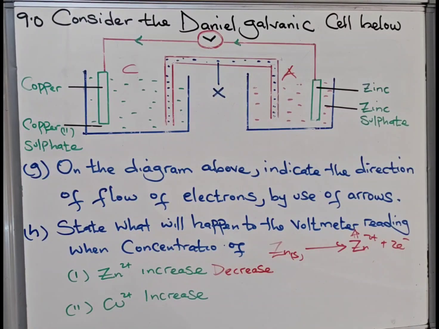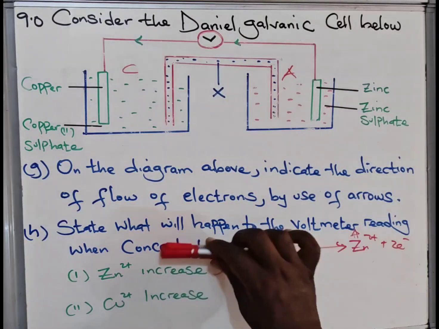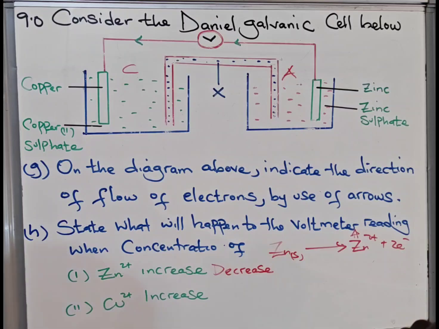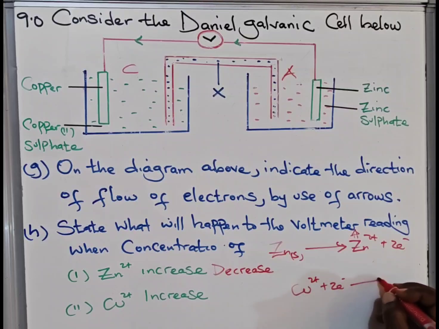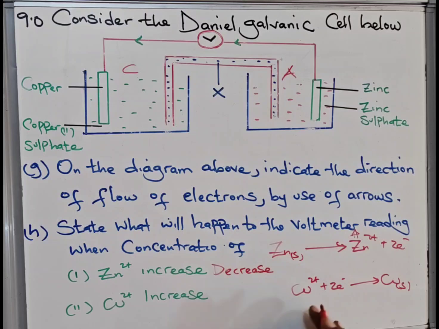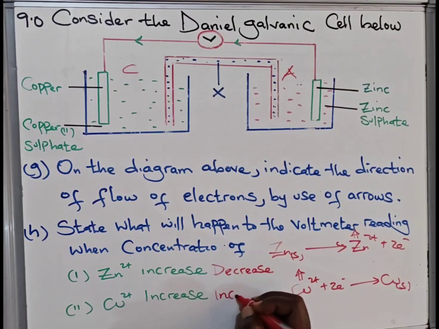Okay, let us look at copper. So when you increase copper ions, what will happen? Like for zinc, we need to look at the half reaction. This was reduction, so it's going to be copper 2 ions taking up 2 electrons to become copper solid. So, in other words, we are increasing the concentration of copper ions. What direction is favored? Remember, these are reactants. When you increase the reactants, forward is favored. And if forward is favored, it means that voltmeter reading will increase. So the answer here is increase.